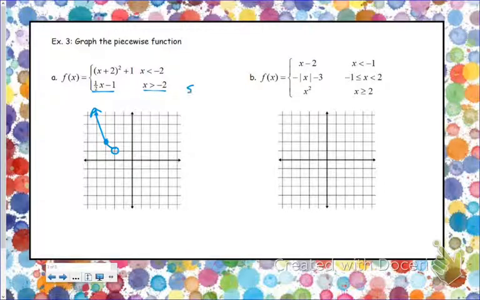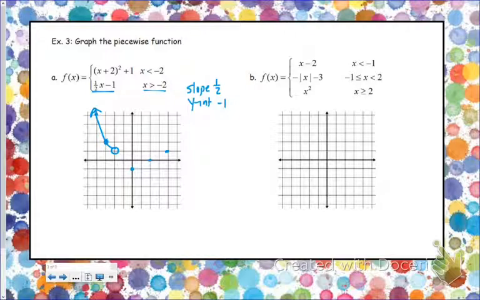All right, when x is greater than -2, I'm graphing a line. That line has a slope of 1/2. That line has a y-intercept of -1. So in order to graph that line, I'm going to cross at -1. I'm going to go up 1 and right 2, up 1 and right 2.